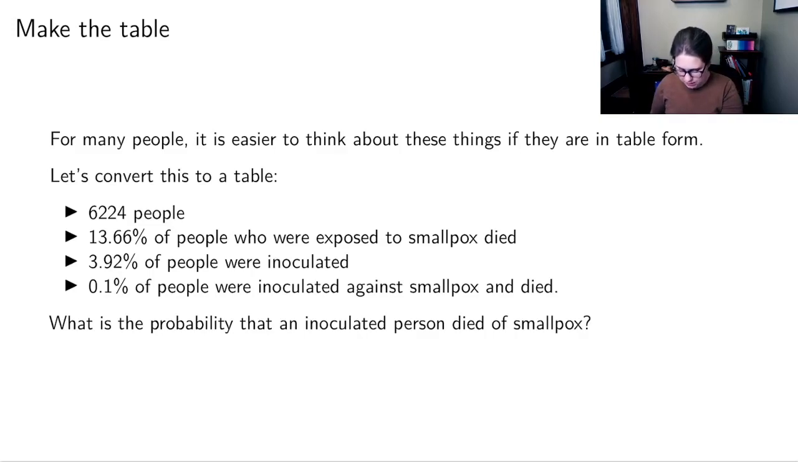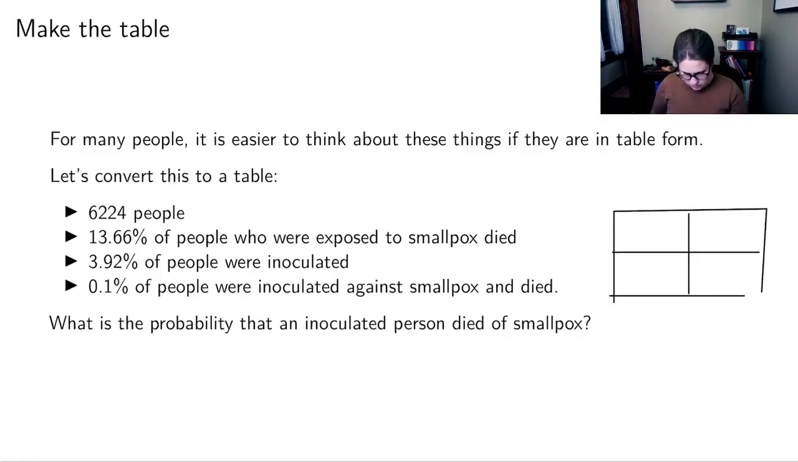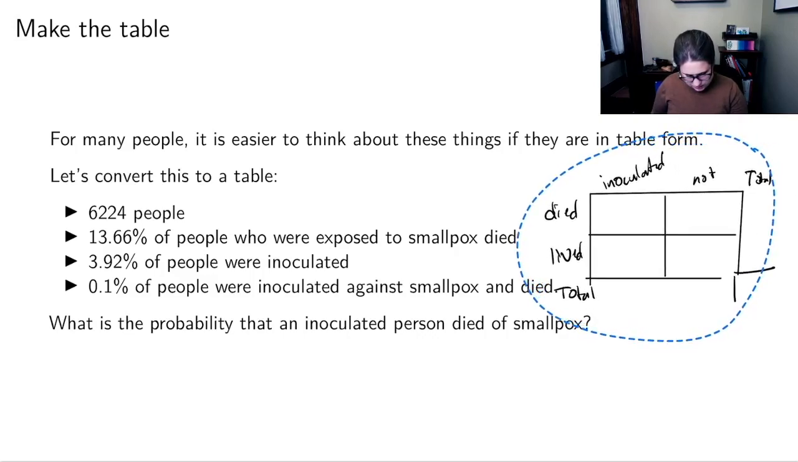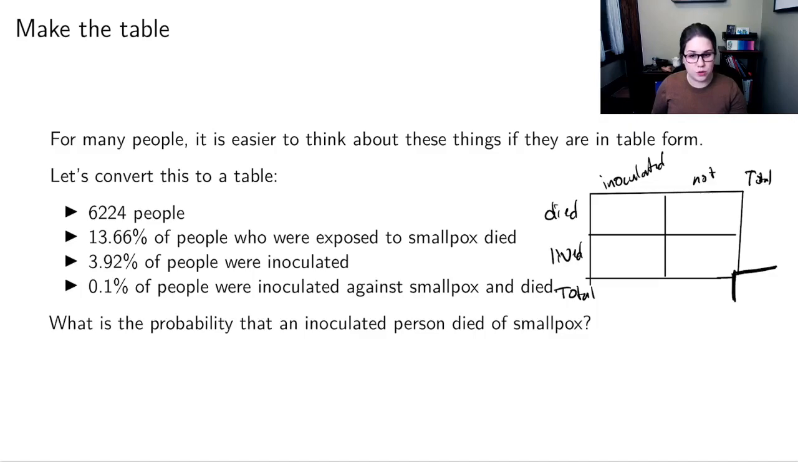So let's see, I'm going to try and make myself a little space for a table. And let's put inoculated, and not, and died, and lived, and then we're going to need totals, and we're going to need the grand total. When you're trying to make a table like this, you have to decide where to start. And I usually start down in this bottom corner with the total. Like I said, if it hadn't given you the number, you could just put 1,000 in there, but we know there were 6,224 people.